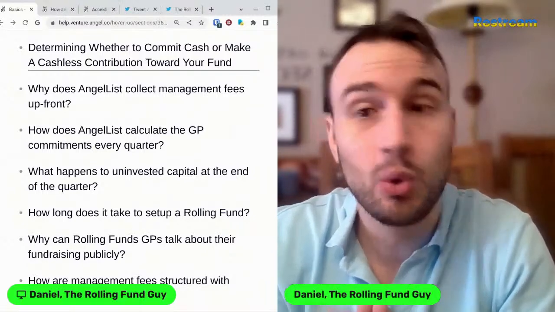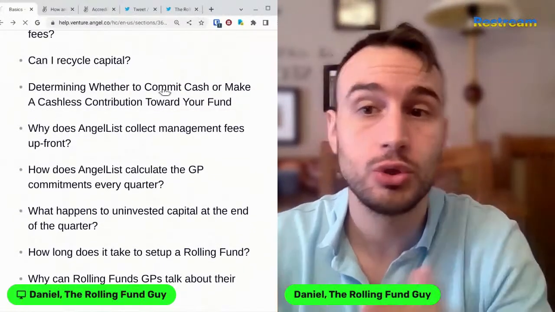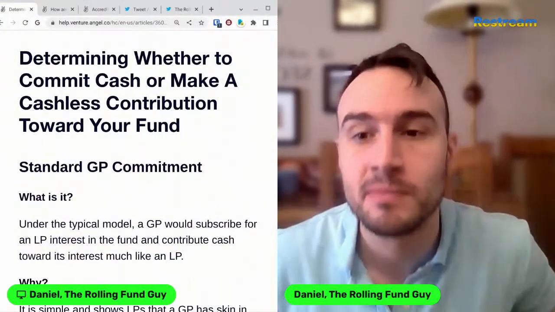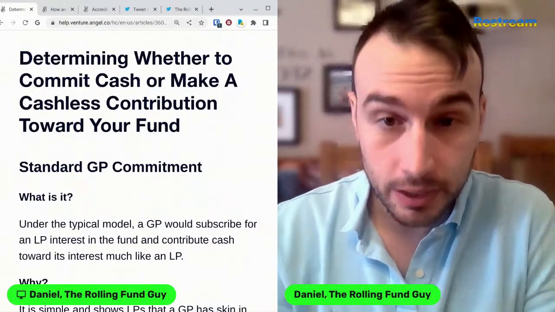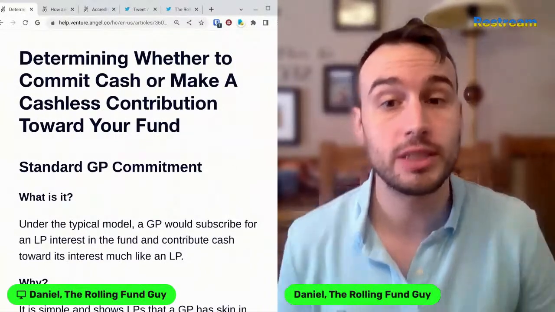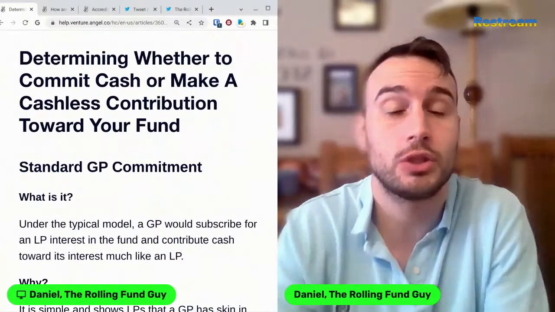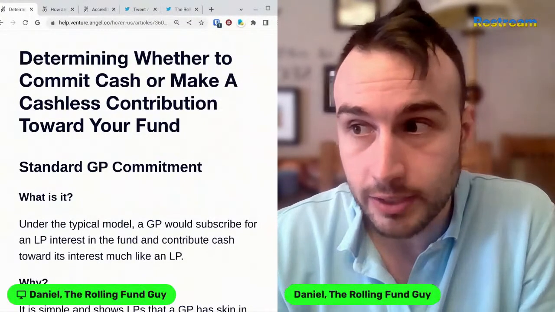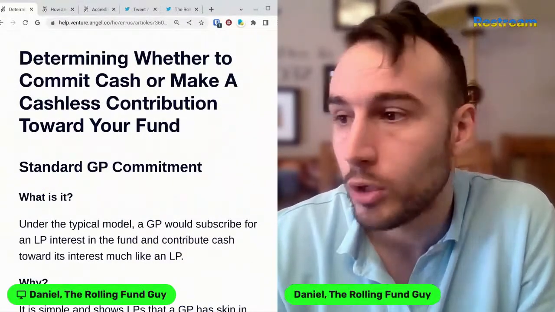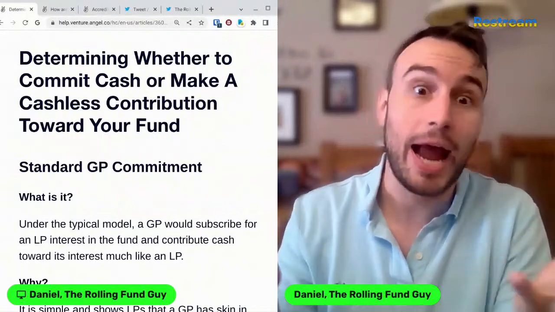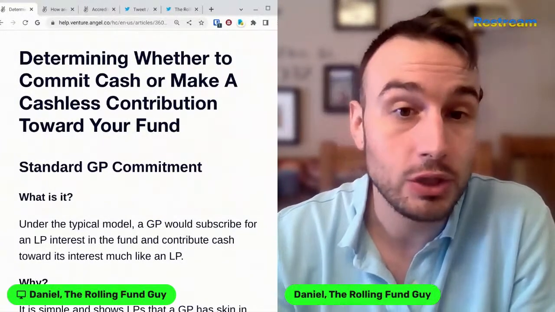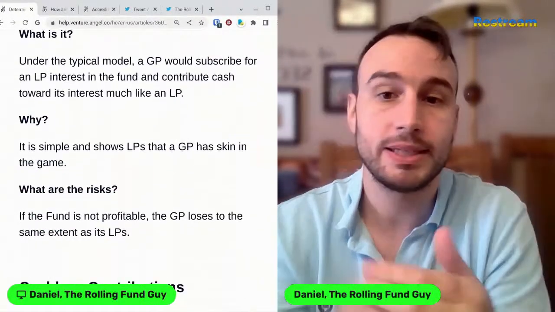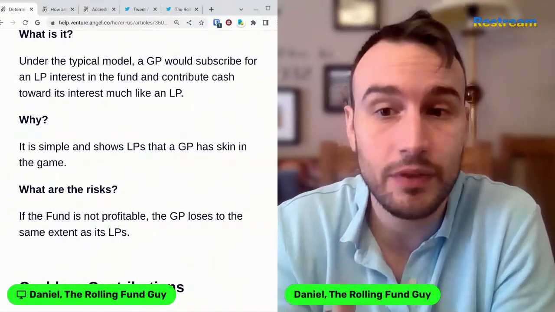Determining whether to commit cash or make a cashless contribution to your fund. The standard GP commit. Under the typical model, a GP would subscribe for an LP interest in the fund and contribute cash towards its interest, much like an LP. So typically, when you're raising, say, $1 million for a fund, you as the GP would, from day one, take $50,000 perhaps out of your bank account and throw that in as your commitment to the fund, just like you were any other LP. Why? It's simple and shows LPs that the GP has skin in the game.